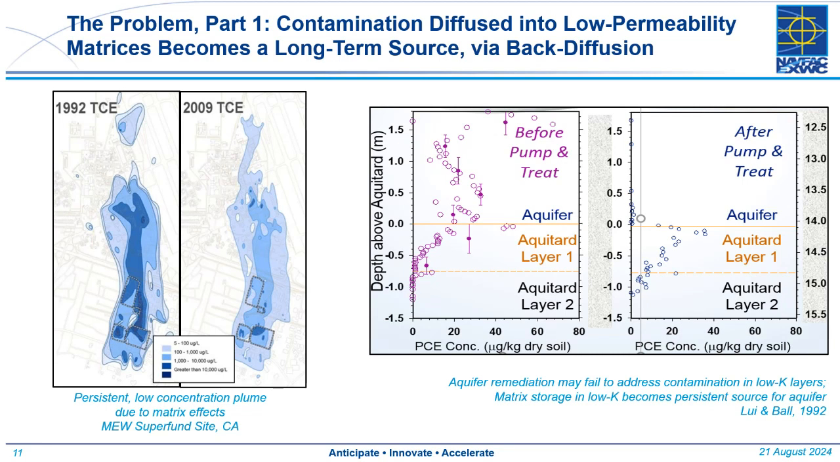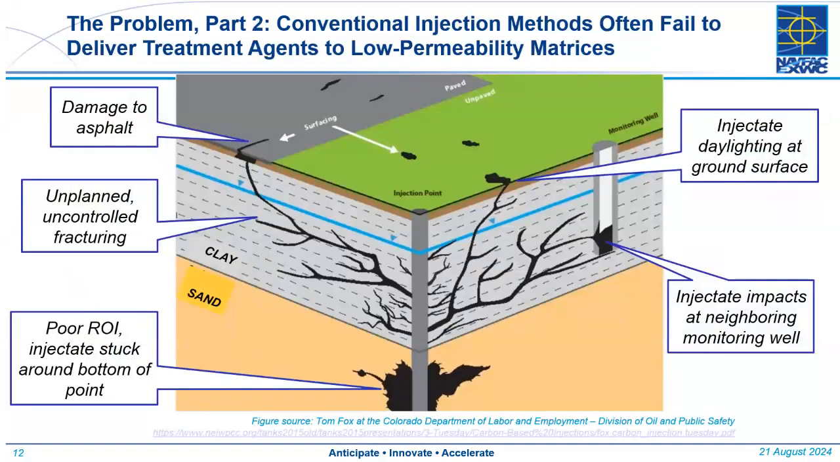So this problem has been recognized a long time, and we're still trying to come up with good solutions to solve it. A second aspect of the problem is that conventional methods for injecting things into clay really don't work very well in a lot of cases. We need a better mousetrap because these conventional methods can be chaotic. There can be uncontrolled or unplanned fracturing, or unpredictable places where things go in the ground once you start injecting. There can be daylighting at the ground surface. We see this pretty commonly at a number of projects.